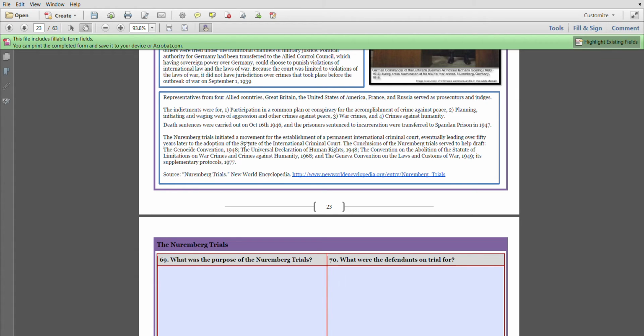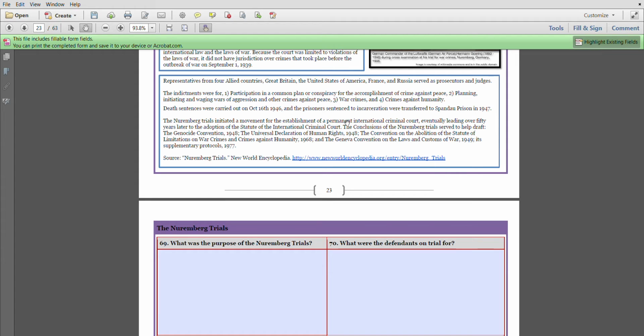The Nuremberg trials initiated a movement for the establishment of a permanent international criminal court, eventually leading over 50 years later to the adoption of the Statute of the International Criminal Court. The conclusions of the Nuremberg trials served to help draft the Genocide Convention 1948, the Universal Declaration of Human Rights in 1948, the Convention on the Abolition of the Statute of Limitations on War Crimes and Crimes Against Humanity in 1968, and the Geneva Convention on the Laws and Customs of War in 1949, its supplementary protocols in 1977. Source: Nuremberg Trials. Encyclopedia link is right here if you'd like to read more.